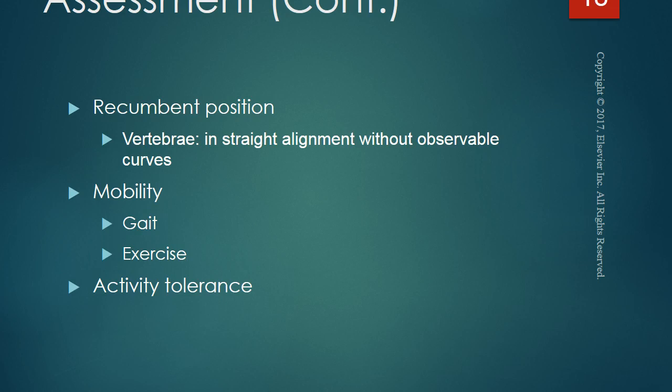Assessment of activity tolerance is necessary when planning physical activity for health promotion and for patients with acute or chronic illness. This assessment provides baseline data about the patient's activity patterns and helps to determine which factors affect activity tolerance.